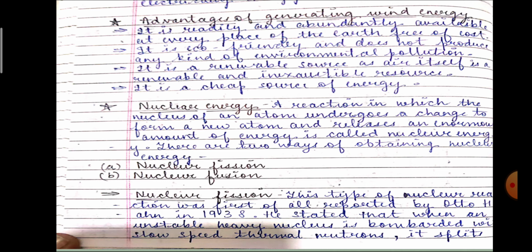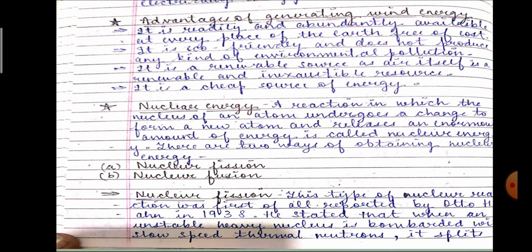Now, what is nuclear energy? A reaction in which the nucleus of an atom undergoes a change to form a new atom and releases an enormous amount of energy is called nuclear energy. There are two ways of obtaining nuclear energy. One is nuclear fission and the second one is nuclear fusion.